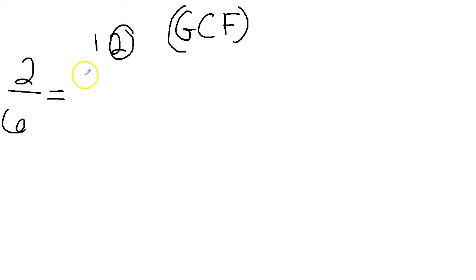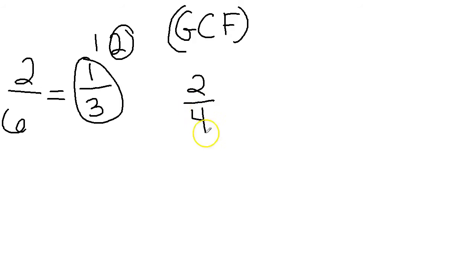Now let's simplify. 2 goes into 2 one time. And 2 goes into 6 how many times? 3 times. That's it. You cannot simplify this anymore. Therefore, the greatest common factor here is 2, and we use that to simplify the fraction 2 over 6. Right? So let's do another one. It's pretty simple.